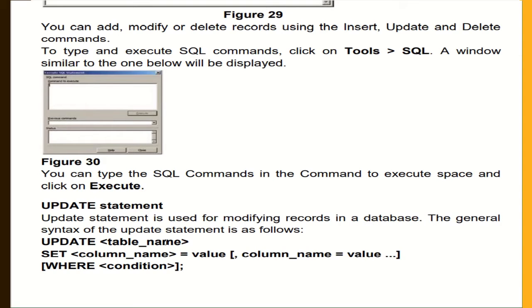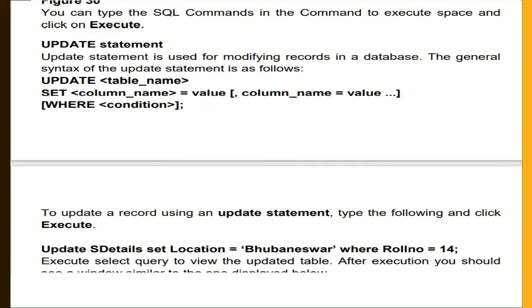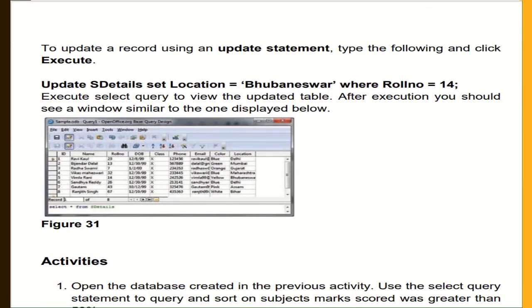Update table name, then set column name equal to value, then column name equal to value, and where condition. This is the syntax. We can see the example over here, that how to write. Update as detail, set, you need to set location equal to Bhubaneswar, where roll number equal to 14.